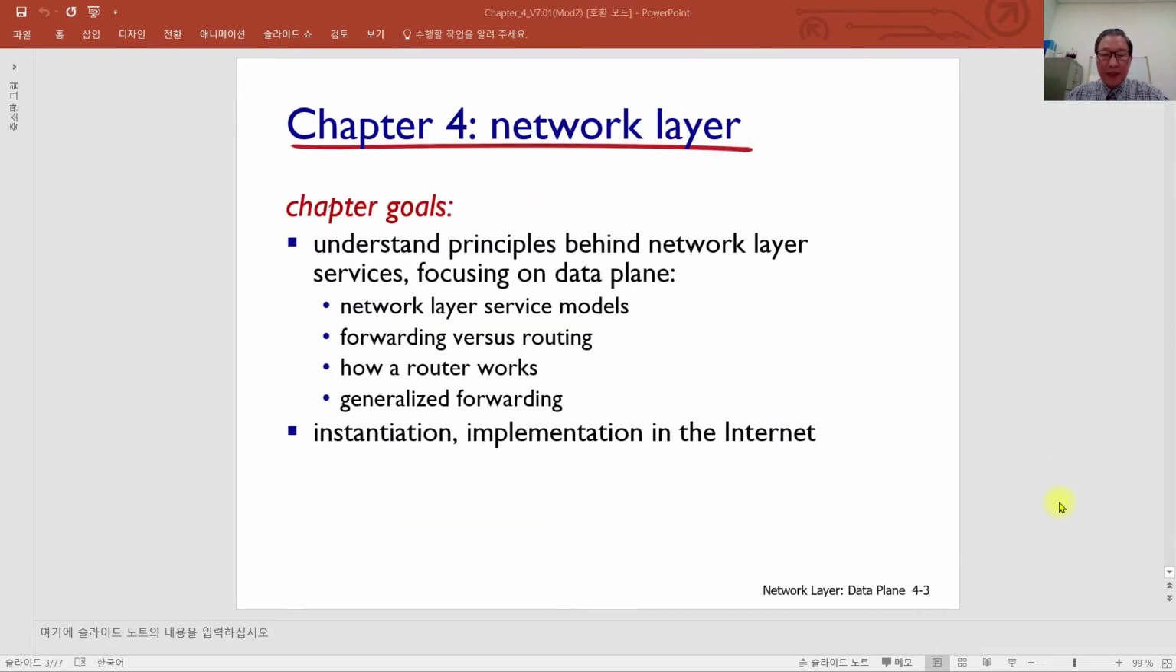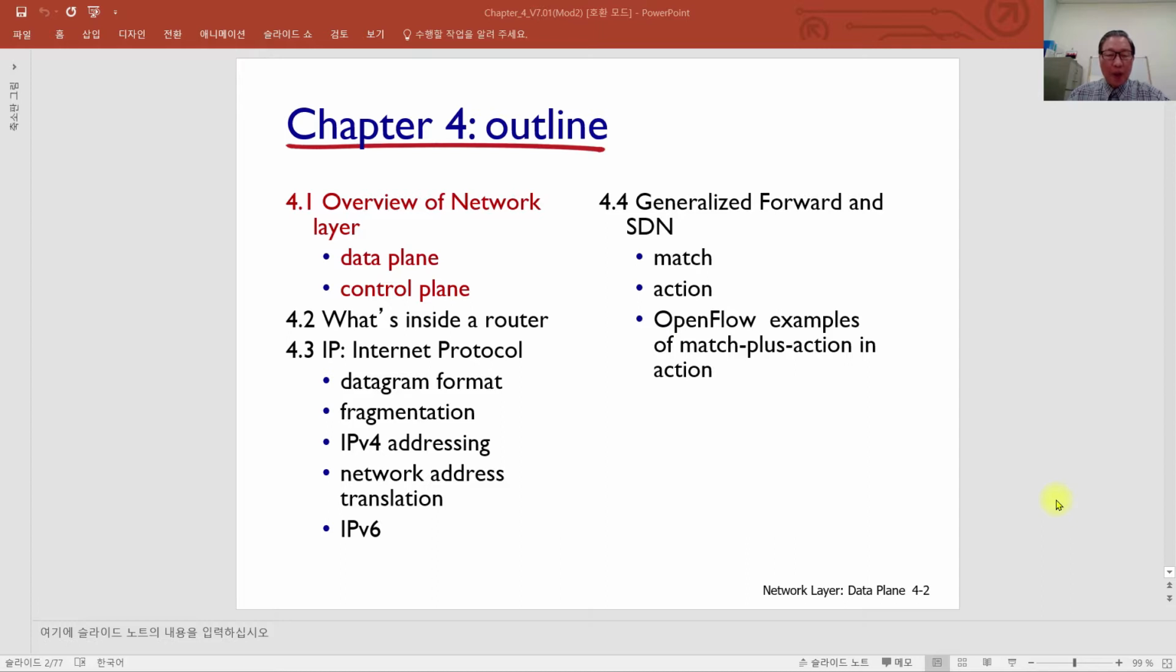Okay, let's move to the next. This chapter is composed of 4 sub-chapters. The first one is explaining the overview of the network layer. As I mentioned already, a data plane and control plane. And here we learn about the architecture of a router, that is, what is inside the router. In sub-chapter 4.3 especially, we learn about the Internet protocol.